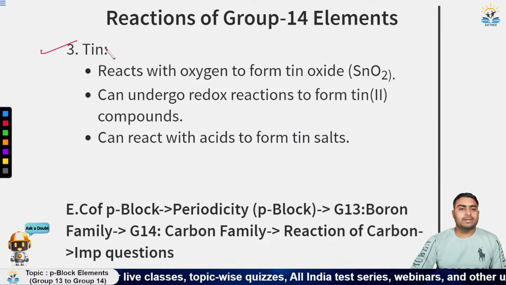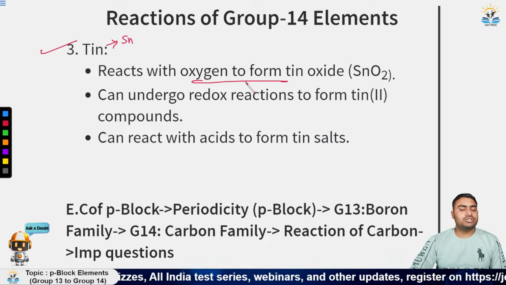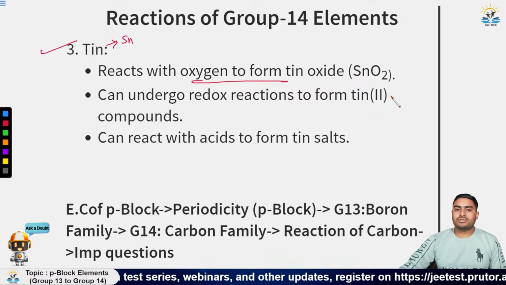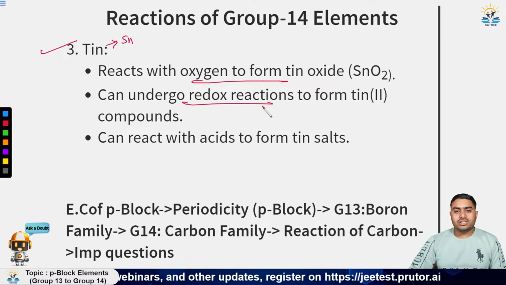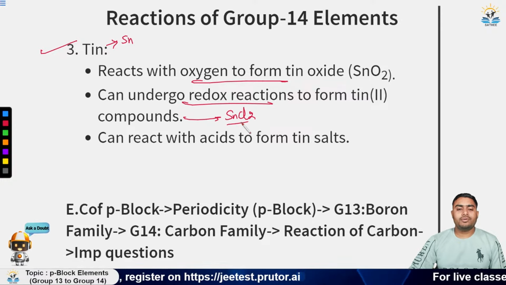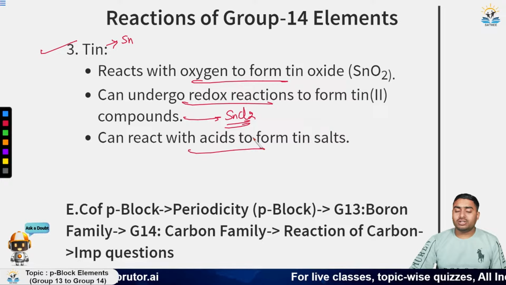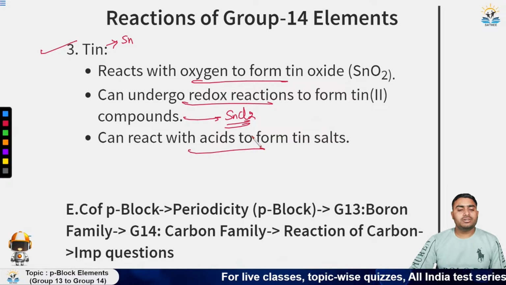Let's move to tin. Tin's symbol is Sn. Sn reacts with oxygen to form SnO2, which is tin oxide. It can undergo redox reactions to form tin(II) compounds like SnCl2, tin chloride. It can react with acids to form tin salts.